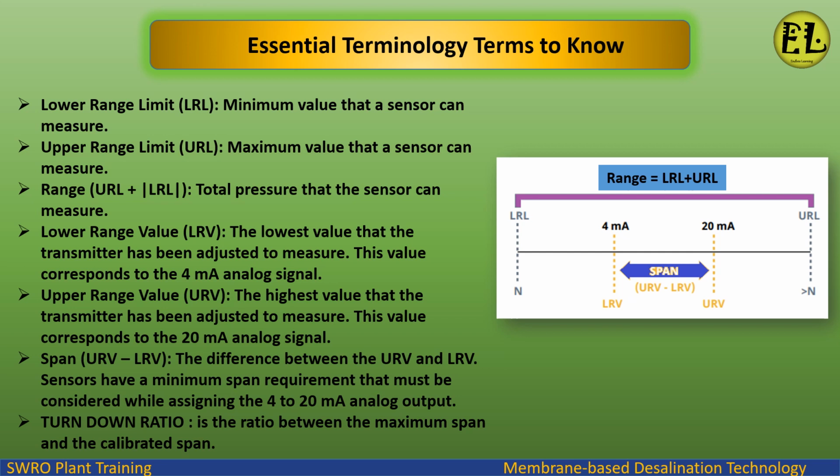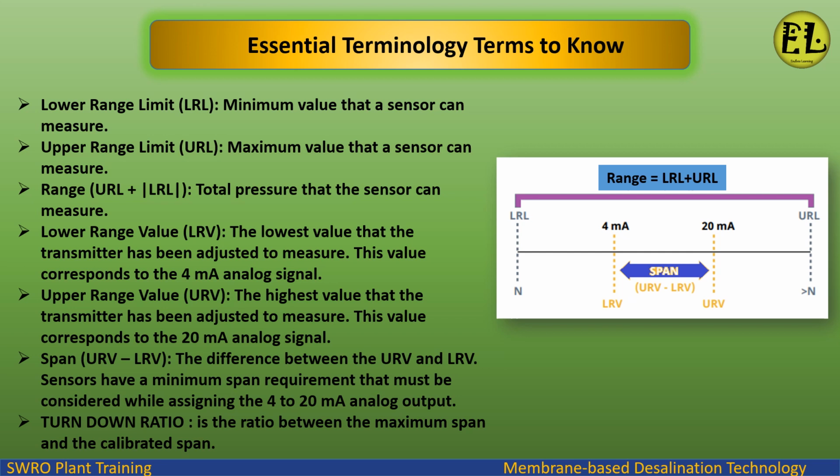Essential terminology terms to know. Lower range limit, LRL: the minimum value that a sensor can measure. Upper range limit, URL: the maximum value that a sensor can measure. Range, URL plus LRL: the total pressure that the sensor can measure. Lower range value, LRV: the lowest value that the transmitter has been adjusted to measure. This value corresponds to the 4 mA analog signal.